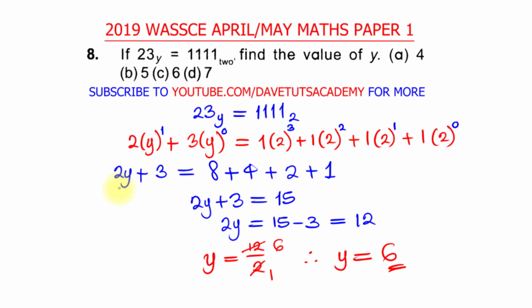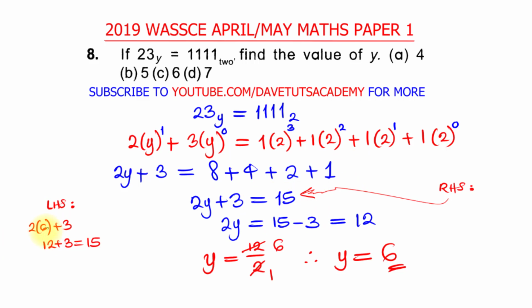If you want to cross check, on the left hand side we are going to have 2 times 6 plus 3. What's 2 times 6? That is 12, plus 3, which is 15. On the right hand side, we even have it here: 8 plus 4 plus 2 plus 1, and that is 15.